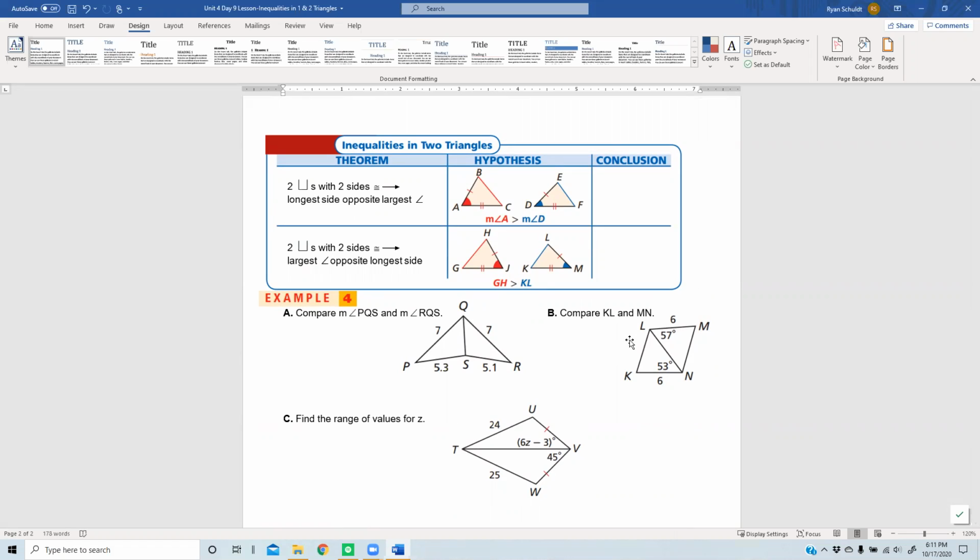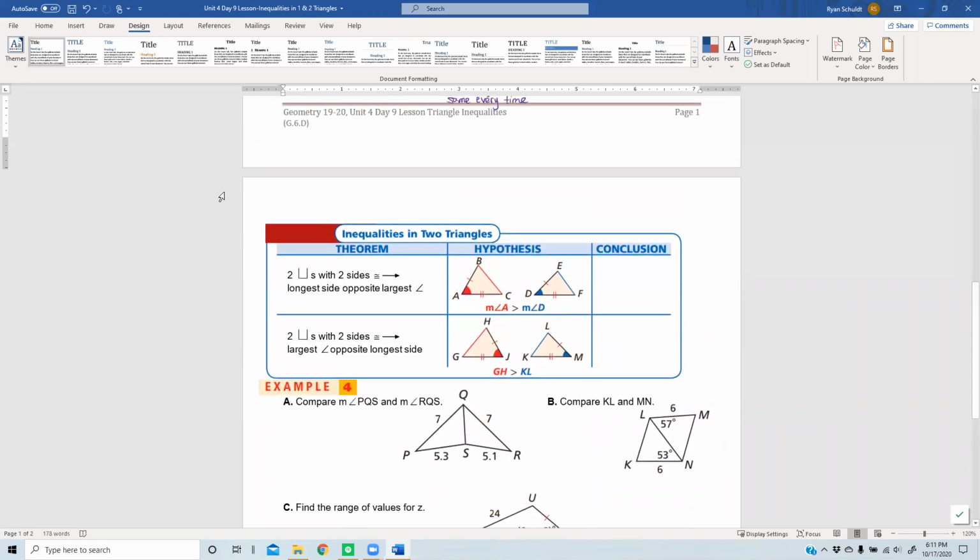So now we dealt with one triangle. Now let's do two triangles. So, inequalities in two triangles is what we're going to be dealing with here.